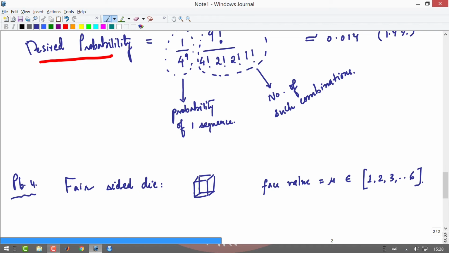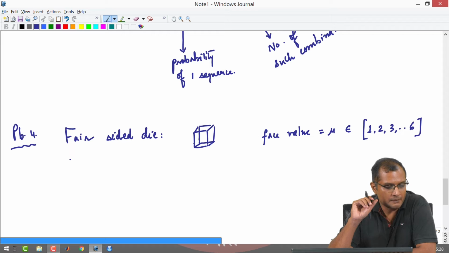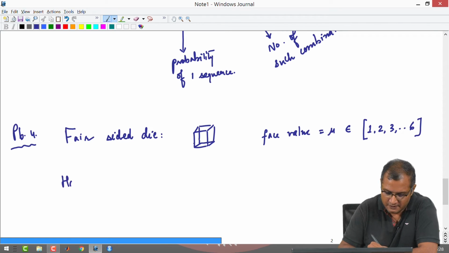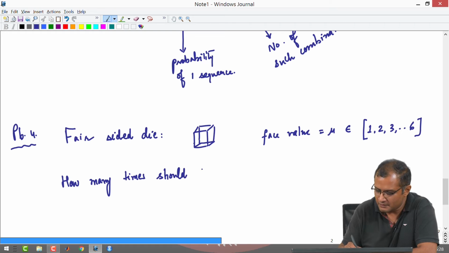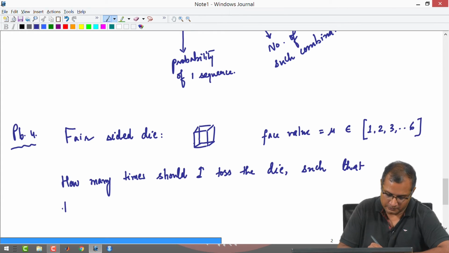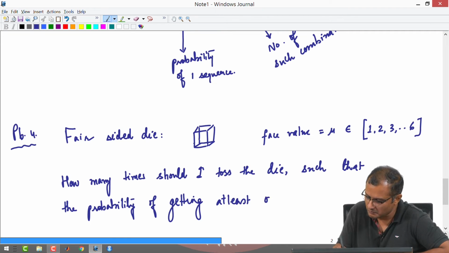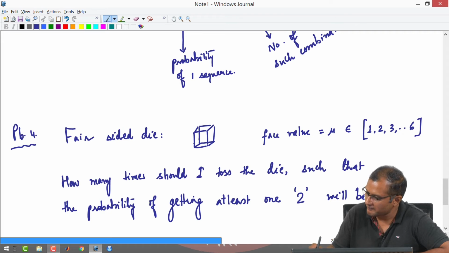Okay, and the question is, how many times I must toss this die such that the probability becomes 2/3 that at least one 2 will appear, which means the question is, how many times should I toss the die such that the probability of getting at least one 2 will become 2/3.